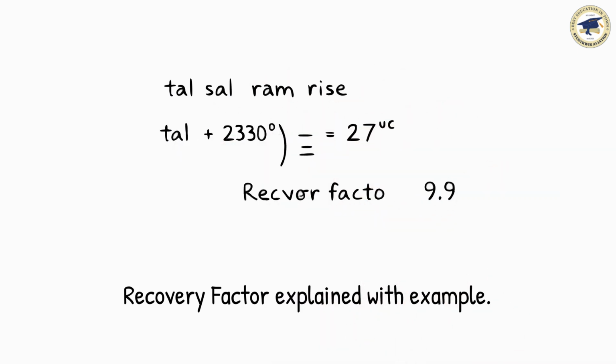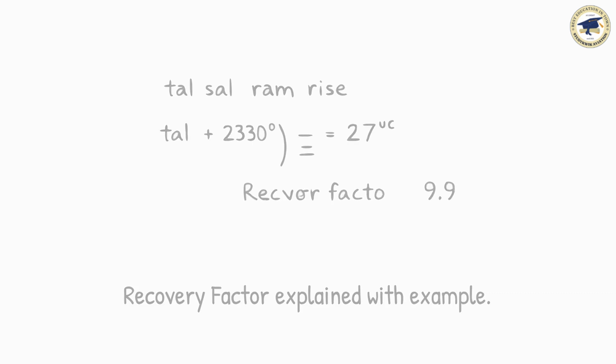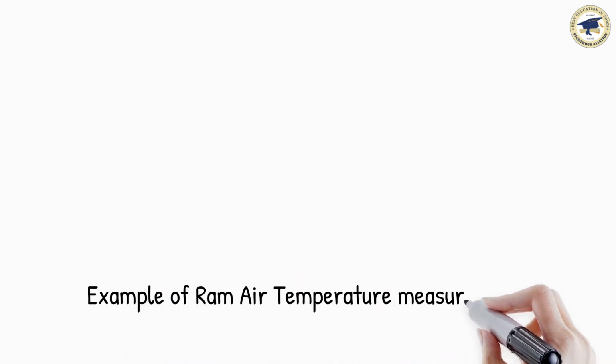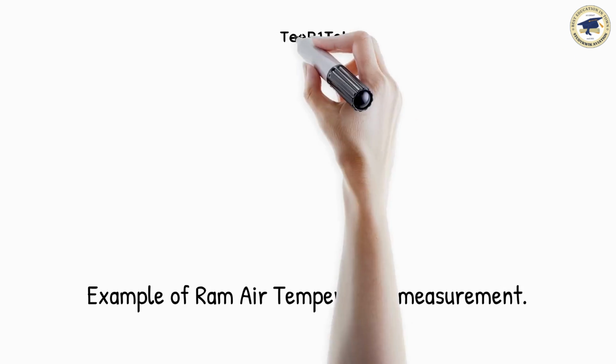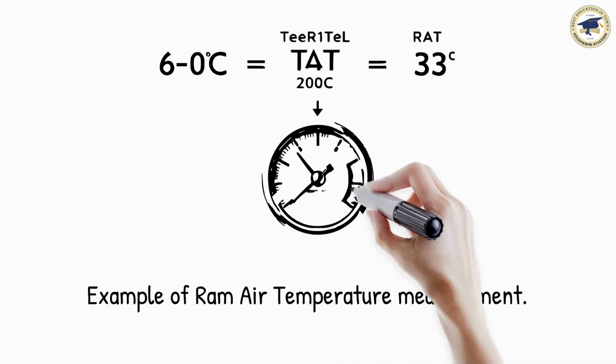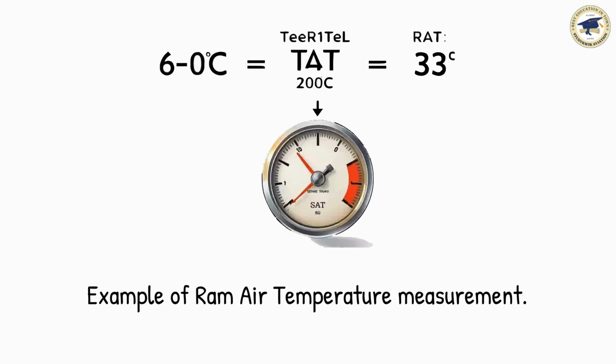Example: suppose total ram rise is plus 30 degrees Celsius. Due to inefficiencies, measured ram rise equals 90% of 30 equals plus 27 degrees Celsius. Recovery factor is 0.9, 90%. If SAT equals negative 60 degrees Celsius, then TAT, theoretical, equals negative 30 degrees Celsius. RAT, measured, equals negative 33 degrees Celsius. This, negative 33 degrees Celsius, is what you would see on the ram air temperature gauge.